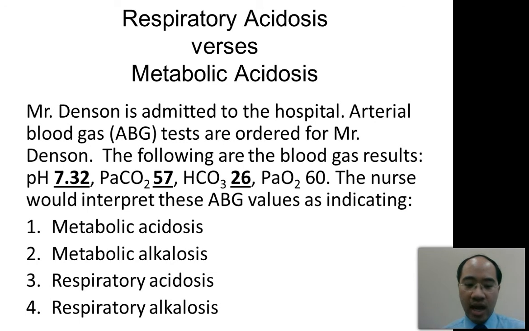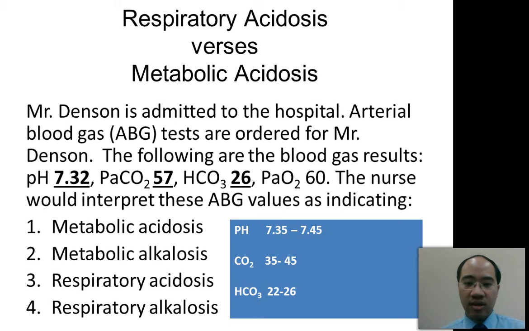In order to figure this out, we'll look at the pH. The pH value actually gives us the answer. The pH in this case is 7.32. 7.32 is less than 7.35. Therefore, the answer must be acidosis.